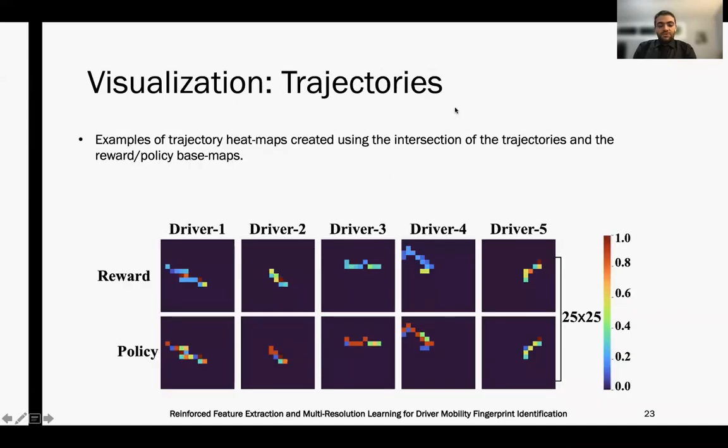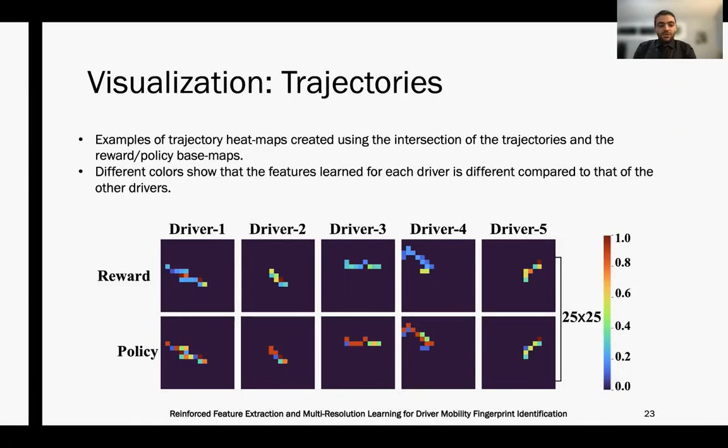Now, using the base maps shown in the previous figure, we calculate the trajectory heat maps for some sample trajectories for the same 5 drivers. You can see that the colors show the learned features for each driver in different parts of the map. Even if 2 trajectories belonging to 2 different drivers happen at the same location with the same shape, the model is still going to distinguish them because the features learned for each driver at different parts of the map are distinct. That shows that our model is working.